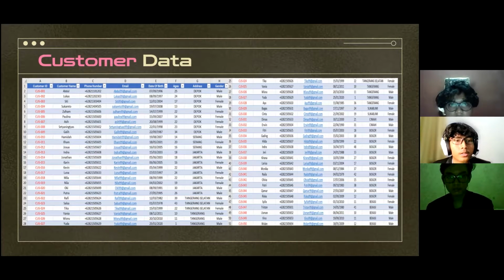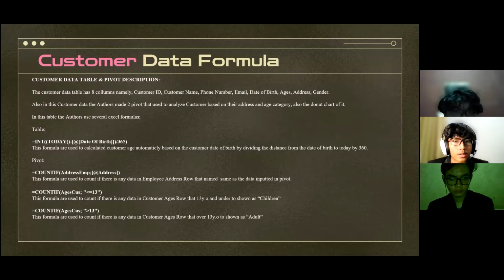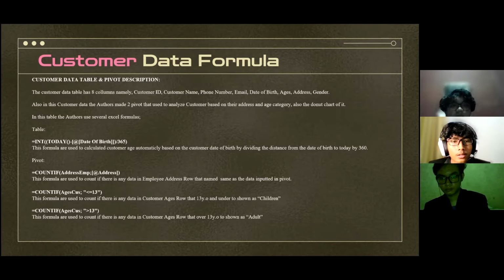And this is the customer data table. And this is a pivot table from customer data. And the next, customer data table and pivot description. The customer data table has 8 columns, namely customer ID, customer name, phone number, email, date of birth, age, address, and gender. Also, in this customer data, the authors made two pivots used to analyze customers based on their address and age category, also with the donut chart of it.